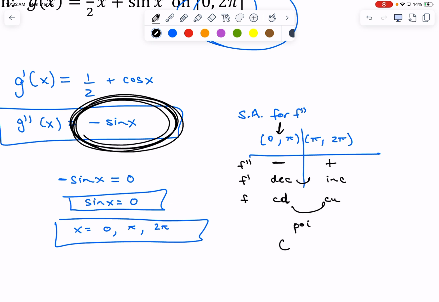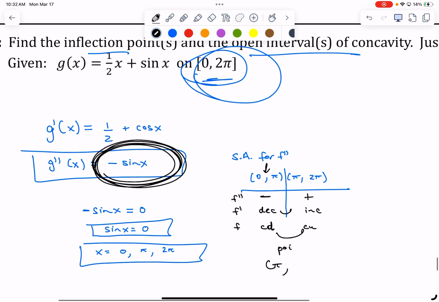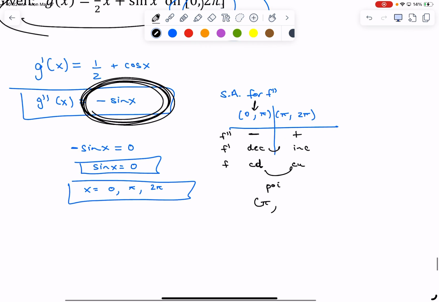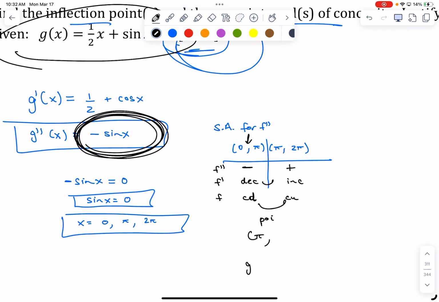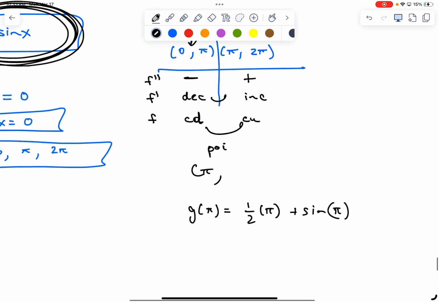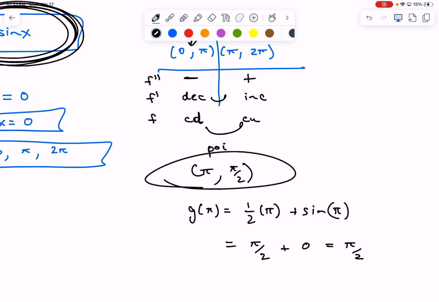Where at? Pi. How would you get the point? Where do you plug in? Into the original. So we're going to have to plug in g of pi. So g of pi would be 1/2 times pi. Now, what do you have to do on your assignment that I'm not doing here? Explain. You have to do your explanations. So you're going to have pi over 2, plus sine of pi, which is 0. So your POI is pi over 2.